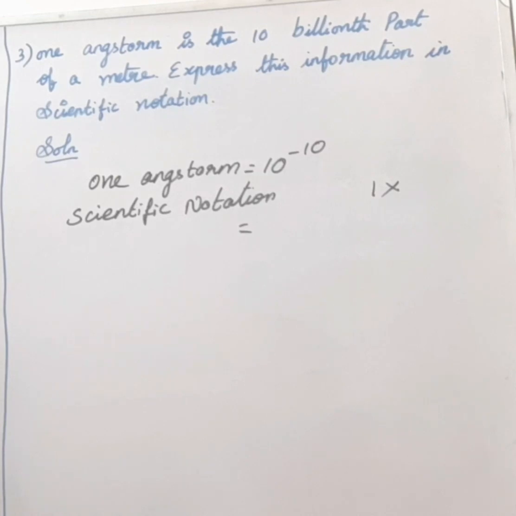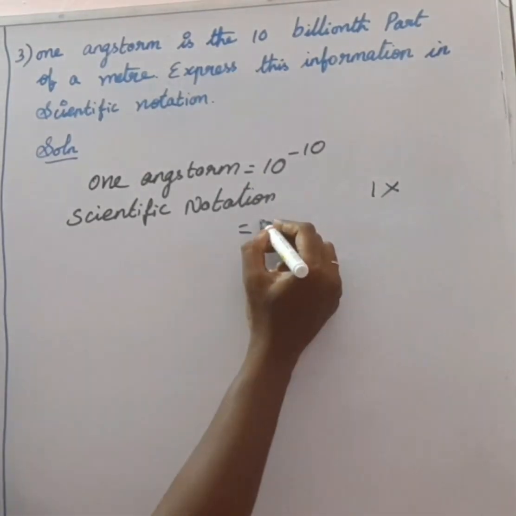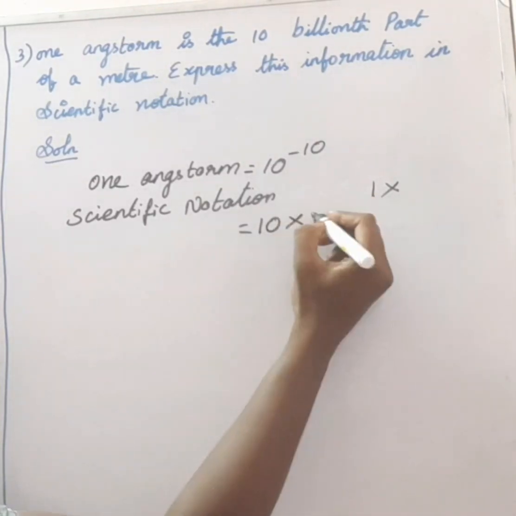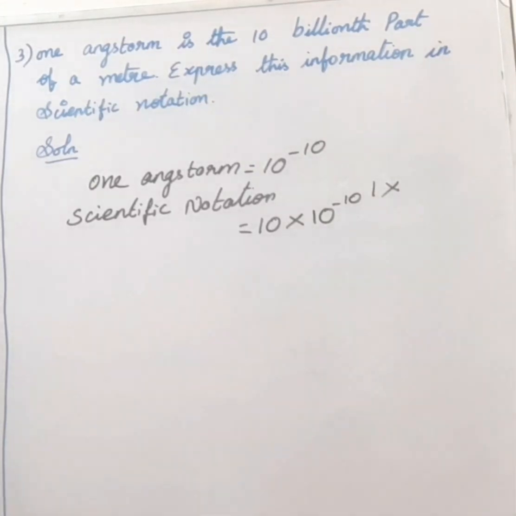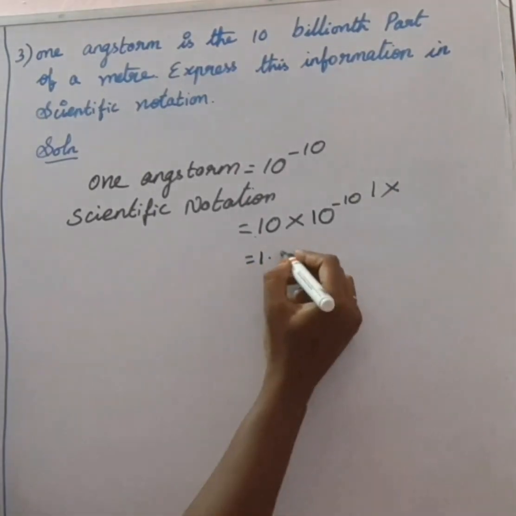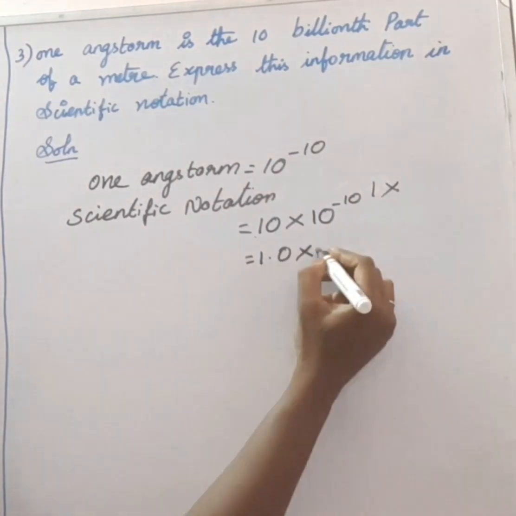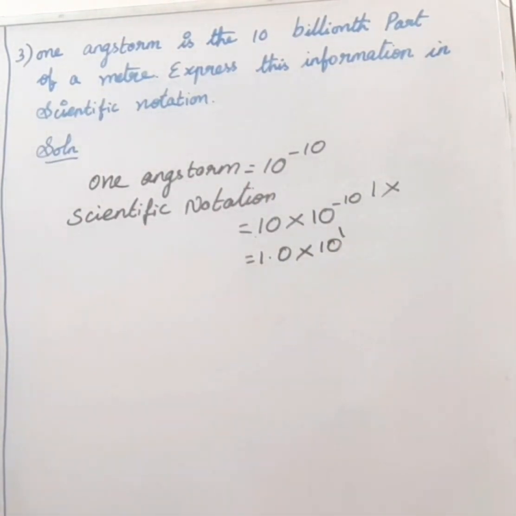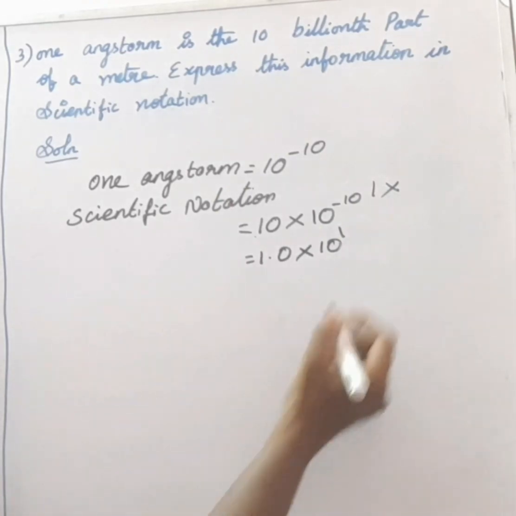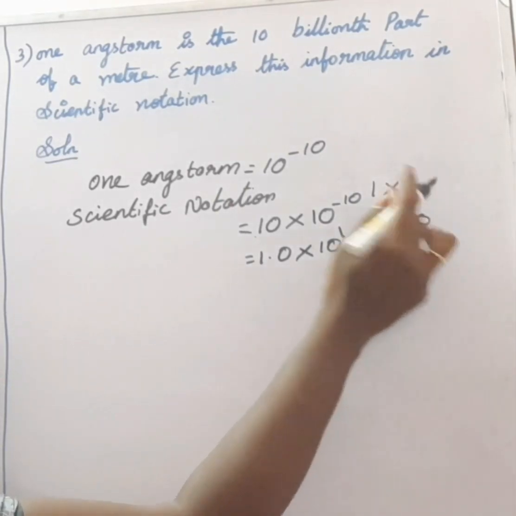Now we want to take it as 2 digits, so 1.0. We want to add one more digit here, which means we multiply this number by 10. We already know that we put the decimal after the first digit. So 1.0 into 10 power 1, right? Because we took one digit to the decimal place. So it becomes 10 power 1 into 10 power minus 10.